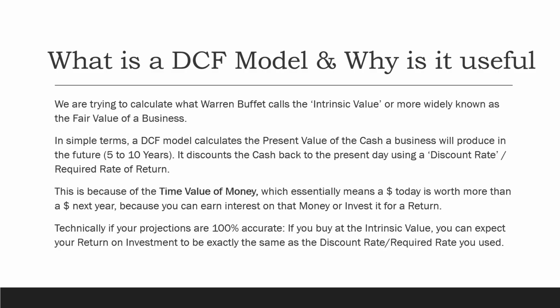In simple terms, a DCF model calculates the present value of the cash a business will produce in the future. 5 to 10 years is usually the period. It discounts the cash back to the present day using a discount rate or required rate of return. This is because of the time value of money, which essentially means $1 today is worth more than $1 next year, because you can earn interest on that money or invest it for a return. So there's an opportunity cost there.